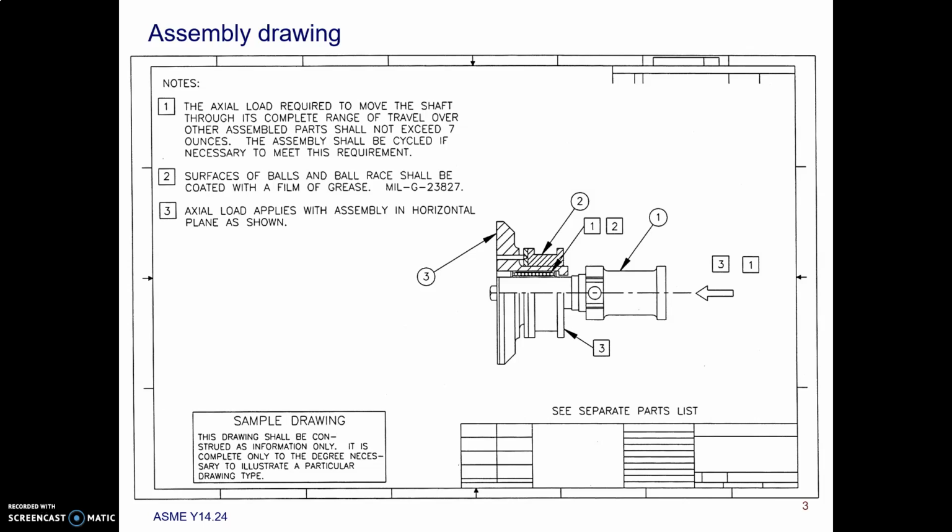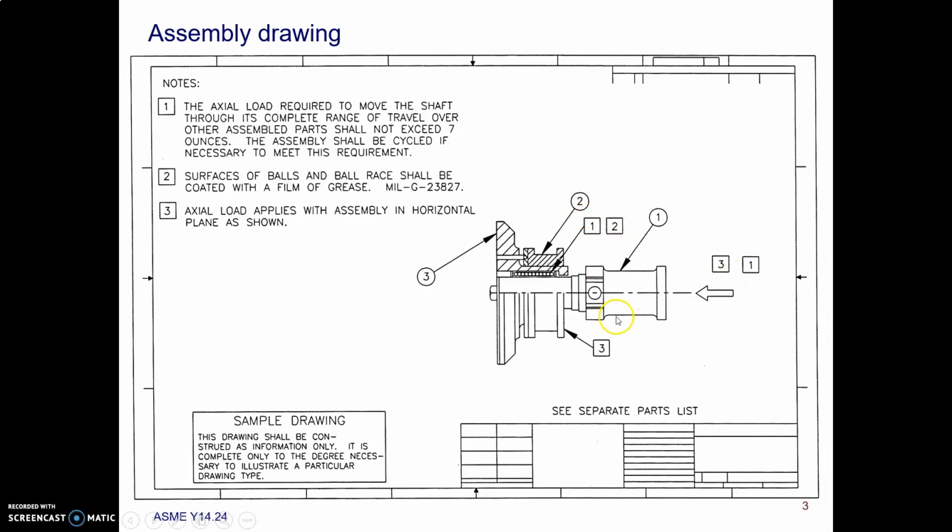This is an example from an ASME standard. This is the ASME standard about different types of drawings. So here's their assembly drawing. And notice a few points here. They have 3 item numbers, 3 item number bubbles. They do not have a bill of material. Instead, they have a note that says see separate parts list. So this is one of those.